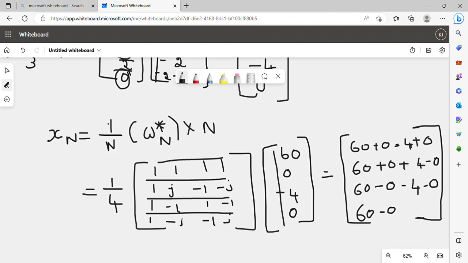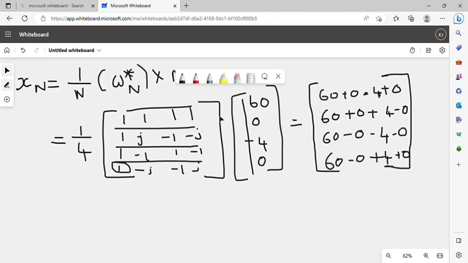And this is minus 0, and this 1 into minus 4 is plus 4, and once again it is 0, so that is my plus 0, right? This one I already told you before. So this one gets multiplied by 60, this minus j gets multiplied by 0, this minus 1 gets multiplied by 4, this j gets multiplied by 0, right? That is what I already told you.